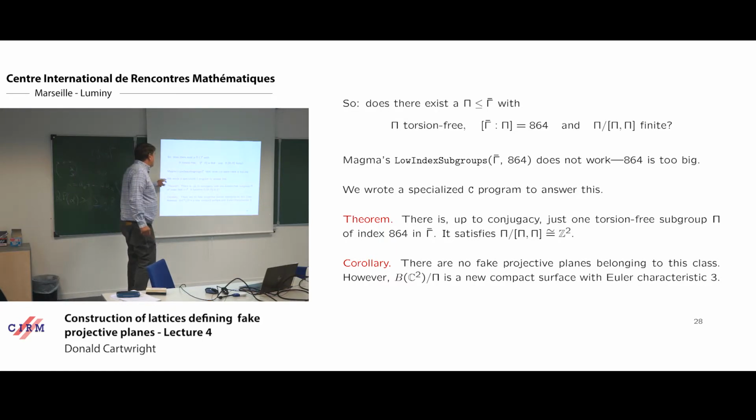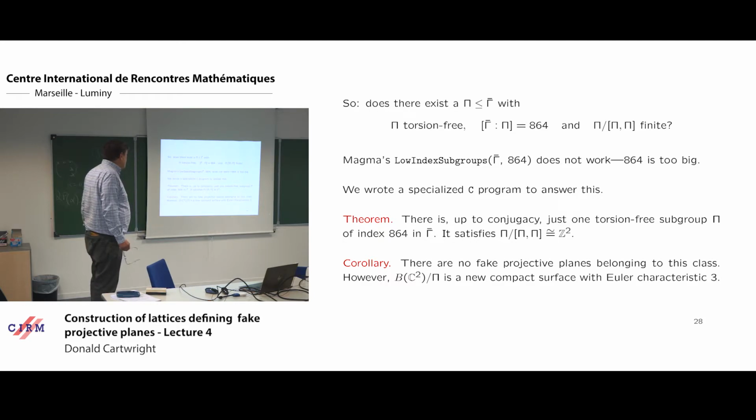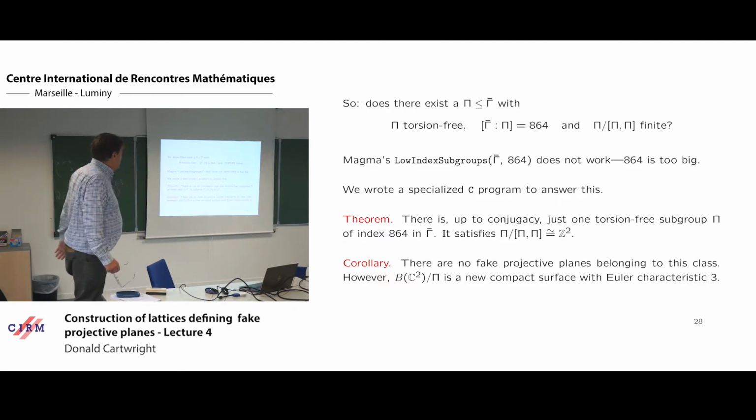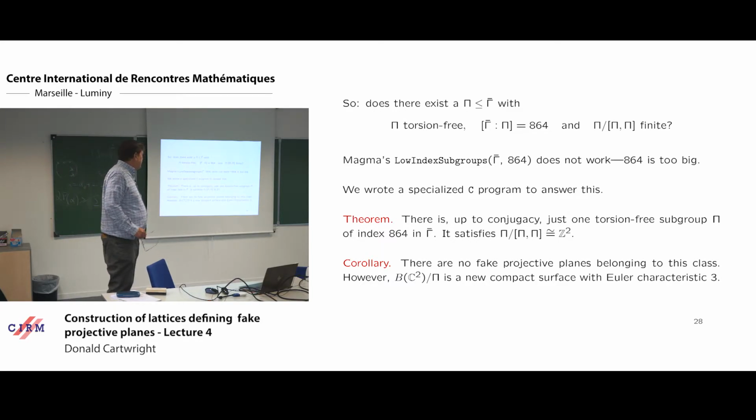So we wrote a specialized C program to do that. As I stated before, we found up to conjugacy just one torsion-free subgroup of index 864, but it turned out that its abelianization wasn't finite. So the upshot is that there's no fake projective plane coming from this situation.